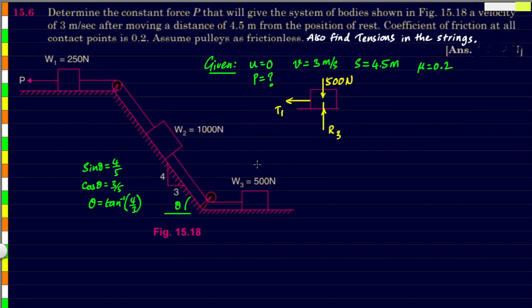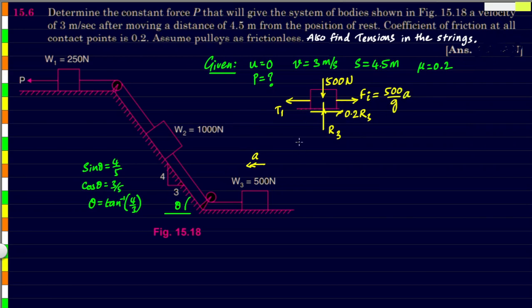And because the motion is happening towards the left, the friction will act opposite to that motion, and that will be the coefficient of friction, 0.2, times the normal reaction R3. Now this is a problem on dynamics, so we'll also have to take an extra force, the force of inertia. Because the acceleration is acting towards the left, the inertia force will act towards the right, opposite to the acceleration. The value of this inertia force will be mass, that is 500 by g, times the acceleration with which it is moving.